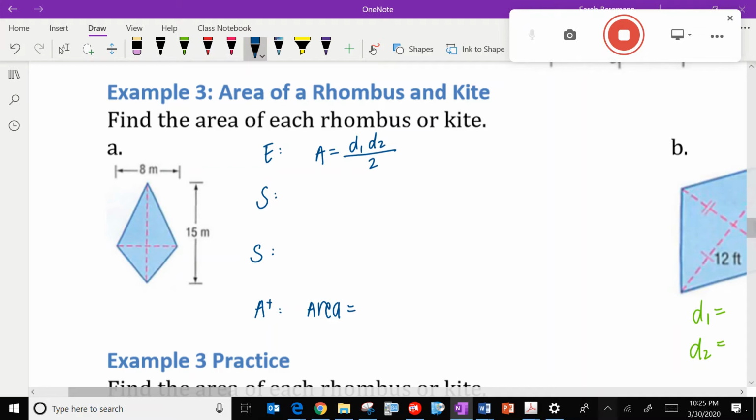Let me show you an example. So we'll write out the equation first and substitute. So on this one, it's very easy. I know that one of my diagonals is 8 meters, one of my diagonals is 15 meters. You can choose either one for diagonal 1, diagonal 2, and substitute it in. So I have 8 times 15 divided by 2. That gives me, well, I like to do this. If I see an even number, 8 divided by 2, that's 4. 4 times 15 is 60. So my area is 60 meters squared.